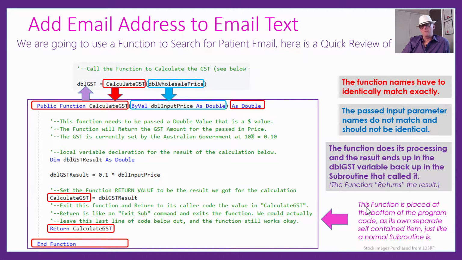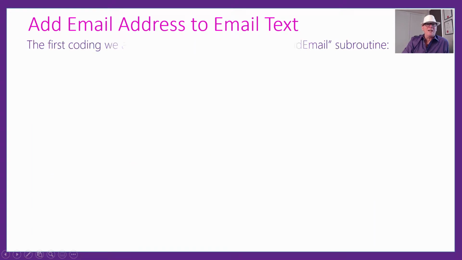It's a little bit complicated the first few times you do it, and this Public Function, End Function, is a lot like a subroutine, but it goes right down the bottom of your program. That's where we usually put the function. So that was a bit of a review of functions, and now let's make the one which we need for this program.